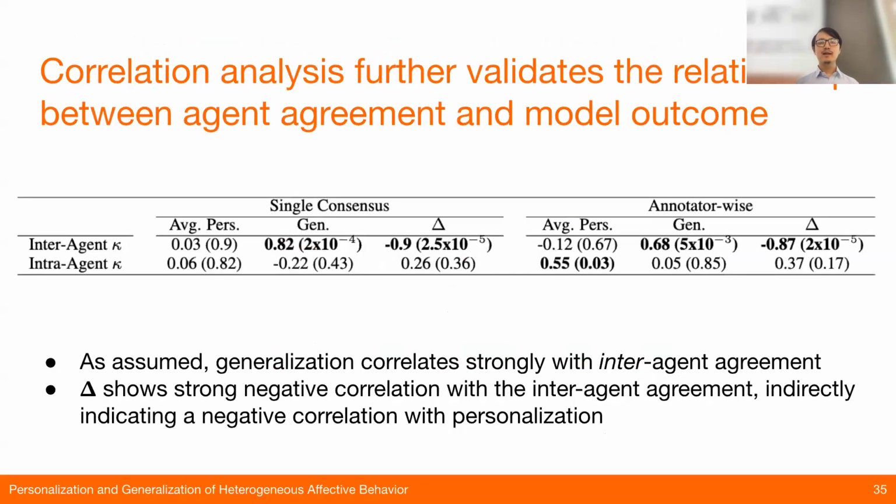These results were also further validated by Pearson's correlation assessment. Here we can see that inter-agent agreement is strongly, positively correlated with generalization, and negatively correlated with the delta. From the analysis of the delta value, through the strong negative correlation, there is an indirect negative correlation with the personalization as well. In our case, since we have the exact same feature space and a different label space, the generalization cannot reach as much as that of personalization. However, if we have extreme variation in diversity in the feature space, we will observe better generalization than personalization.